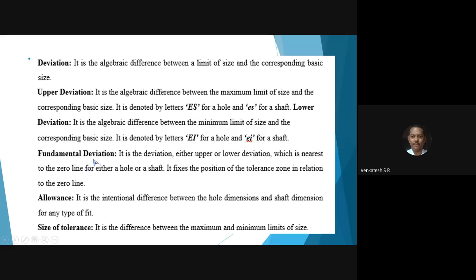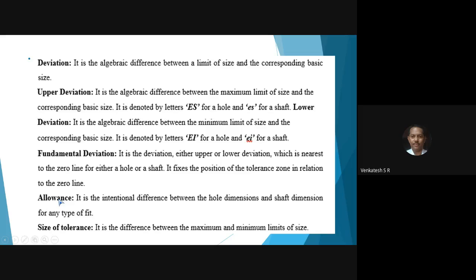And fundamental deviation, this is coming below the zero line. You can calculate the fundamental deviation. You have the equation for this. You have to substitute the values of upper limit, lower limit, and the dimension or diameter in the equation. From that, you can calculate the fundamental deviation while solving the problem.